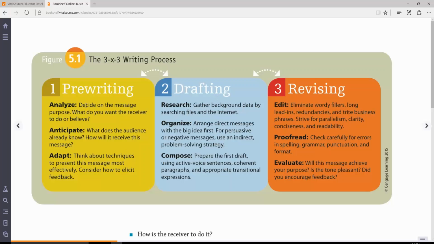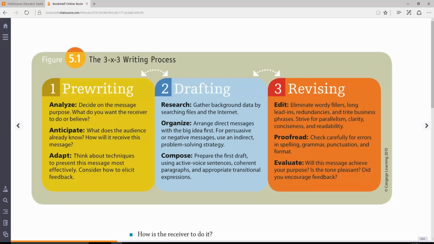Drafting. Once you've done the pre-writing, you go to step 2 of the drafting. Gather background data by searching files on the internet. Organize direct messages with a big idea first. For persuasive or negative messages, use an indirect problem-solving strategy. Prepare the first draft using active voice sentences, coherent paragraphs, and appropriate transitional expressions. Then when you've drafted it, you're going to go to revising.